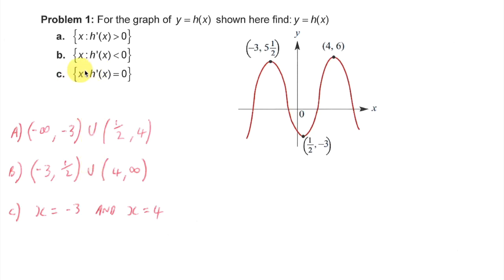And for C, where is the derivative equal to 0? It's going to be equal to 0 at the turning points. So I'm going to have x equaling negative 3, x equaling a half, and x equaling 4. So I should obviously have x equaling a half listed in there as well.